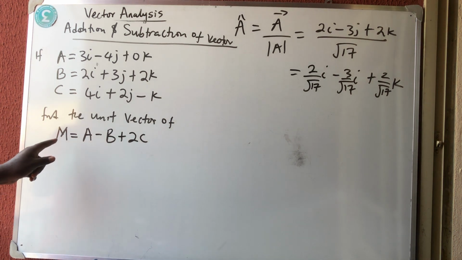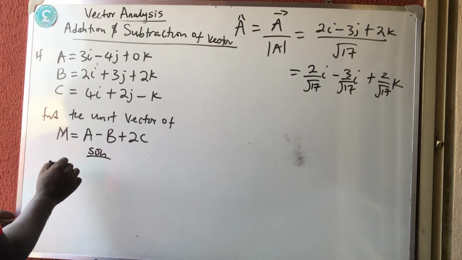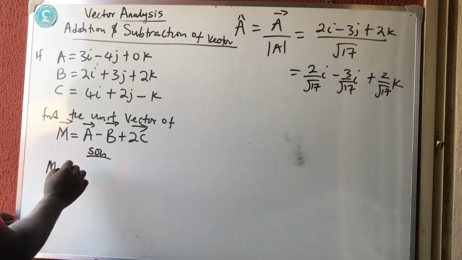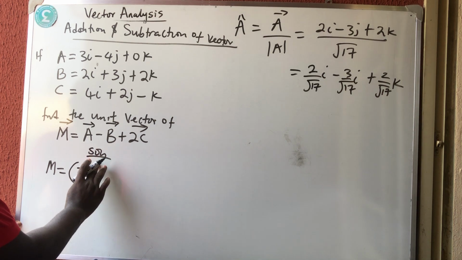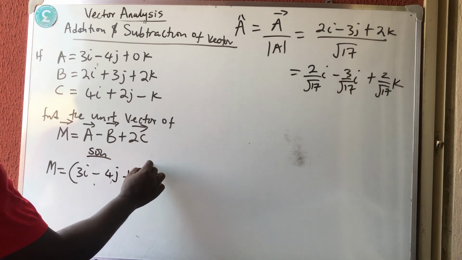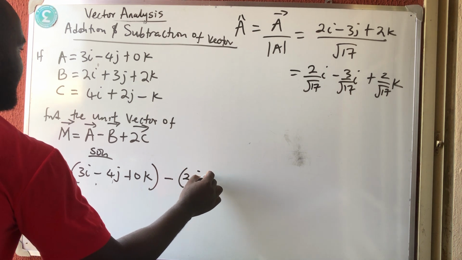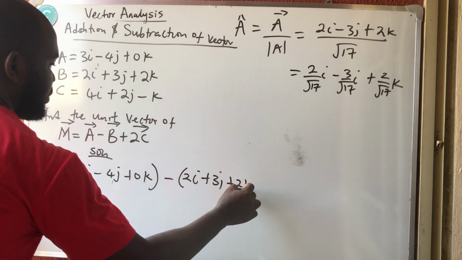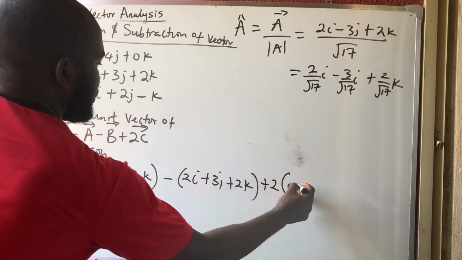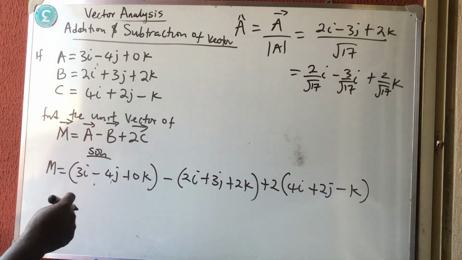Now the first thing we need to find is that vector m. So how do you find vector m? Solution: vector m is equal to, by doing this thing now, so let us do this. We have a to be 3i minus 4j plus 0k, then minus bracket b, which is 2i plus 3j plus 2k, and then finally plus 2 bracket c, which is 4i plus 2j minus k. As simple as that.